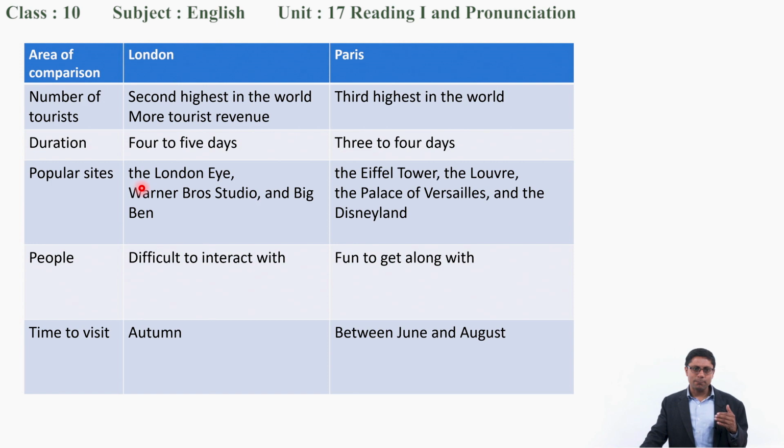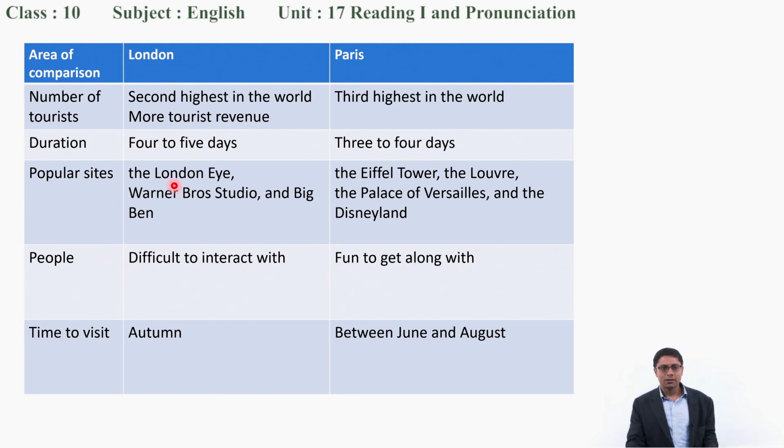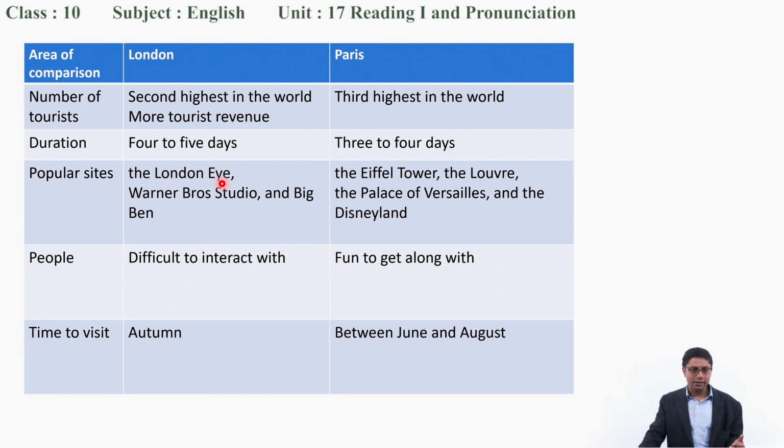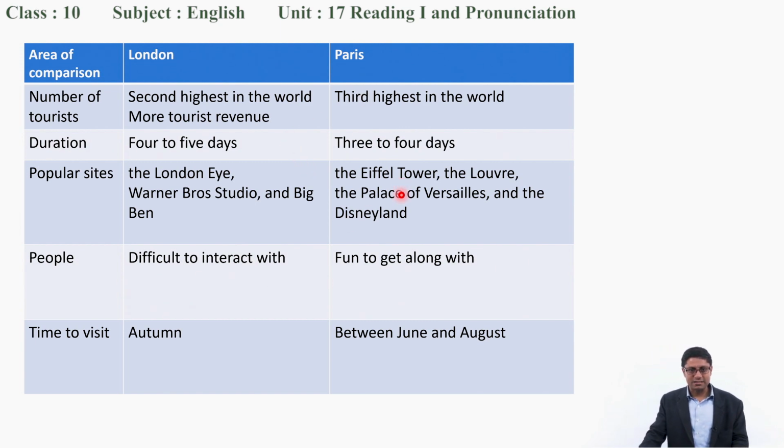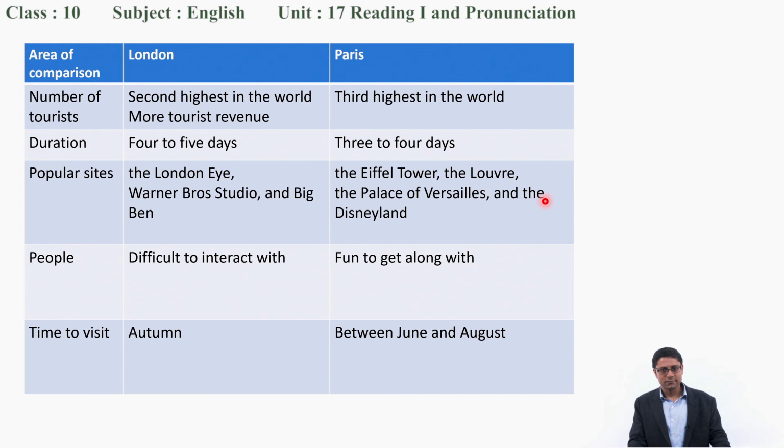Similarly, if we look at the popular sites to see, we can see the London Eye while visiting London. Similarly, Warner Bros. Studio, another popular place. Similarly, Big Ben, another popular place there. If we visit Paris, we can see the Eiffel Tower, the Louvre, the Palace of Versailles, and the Disneyland. Okay, these are the popular touristic sites in Paris.